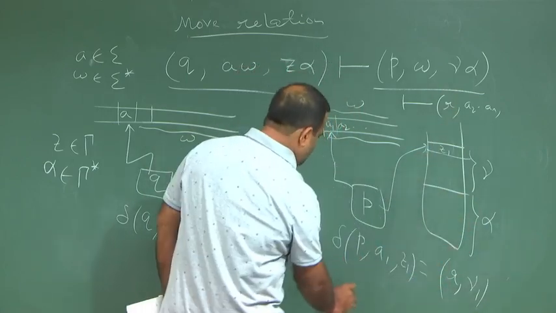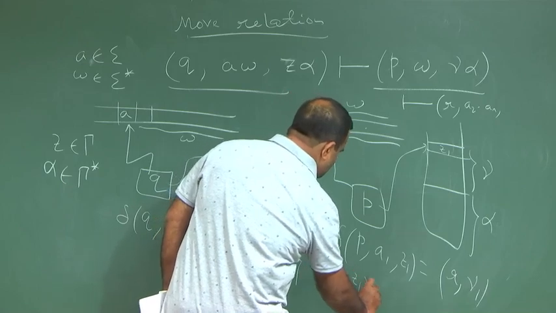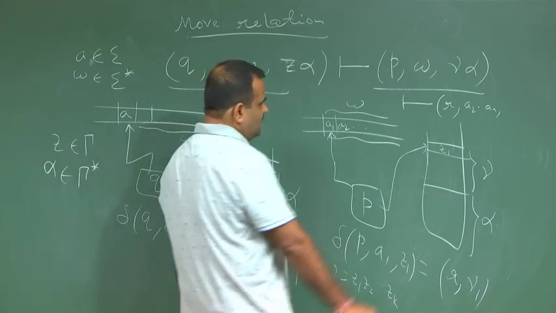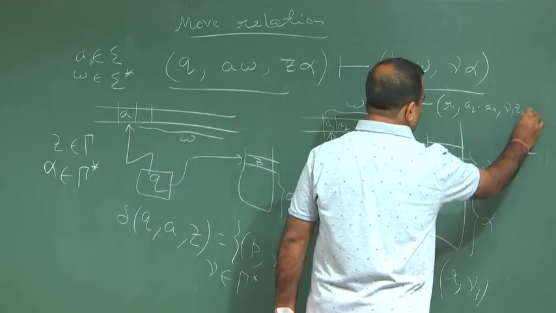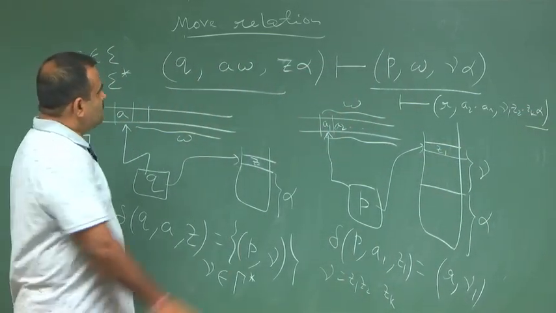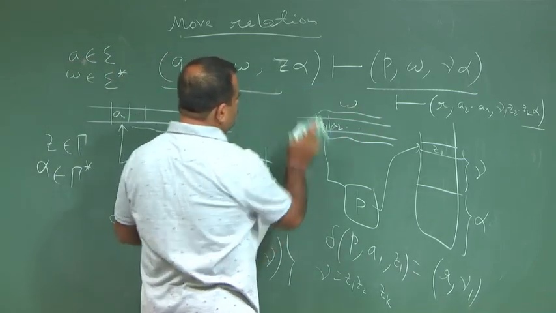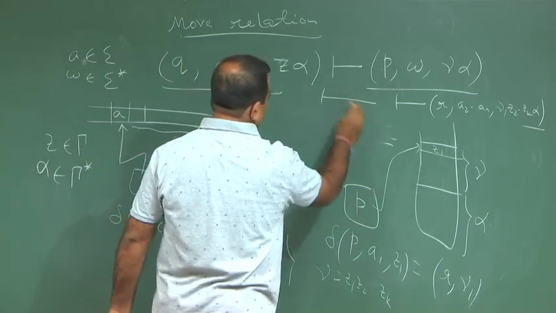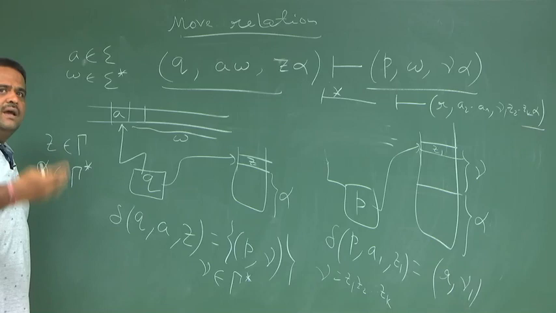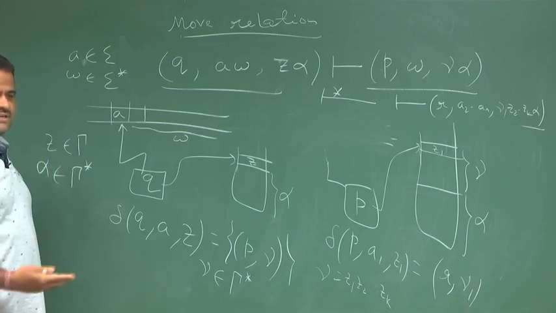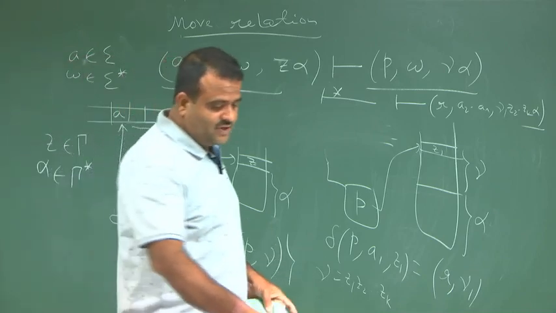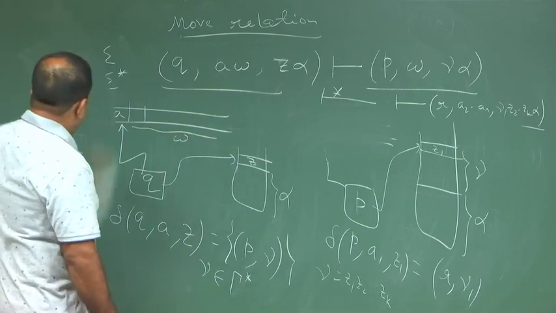So, gamma consists of say Z1 Z2 Zk. So, Z1 is replaced by again gamma1. So, gamma1 Z2 up to Zk is there and alpha still remains there. Okay. And we say from here to here we are moving in two steps. So, we can say from here to here we move in more than one step. So, this is the move relation recursively, the reflexive transitive closure. Okay. So, using this move relation we have defined the language accepted by this PDA.